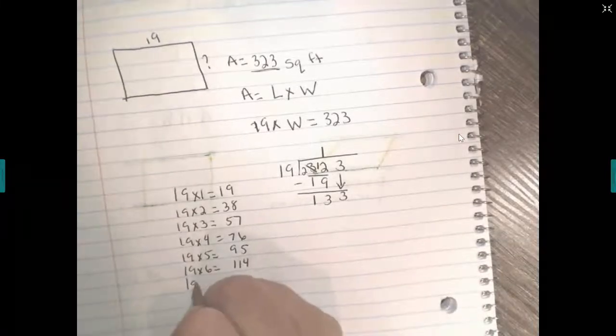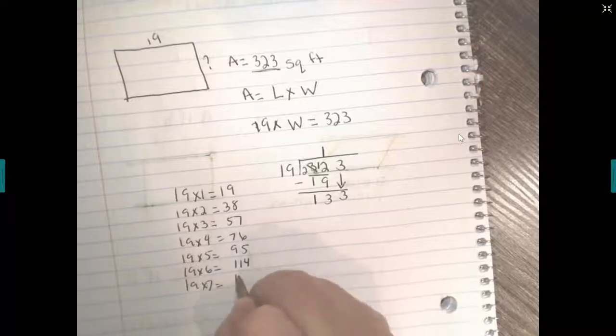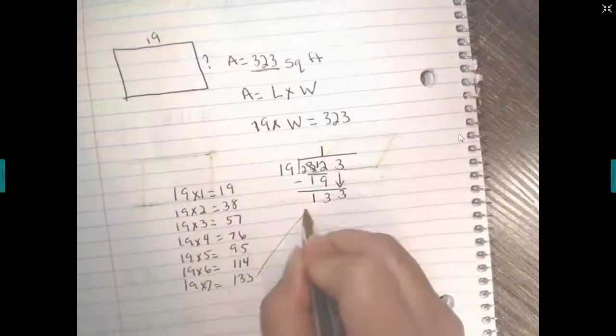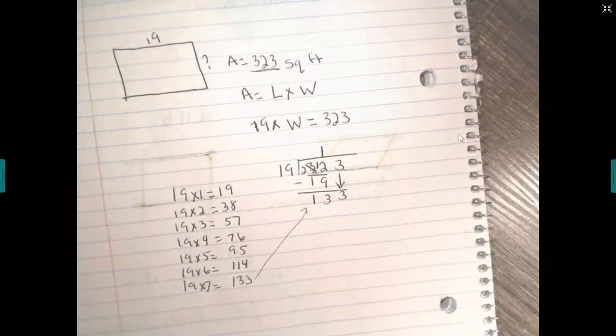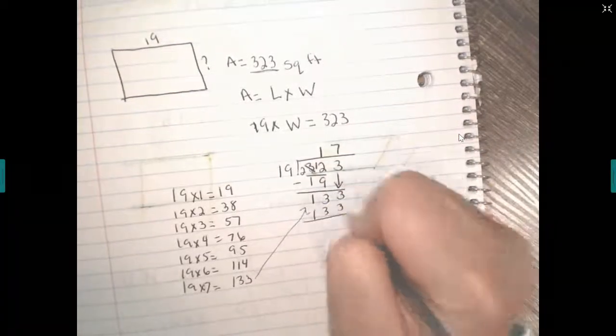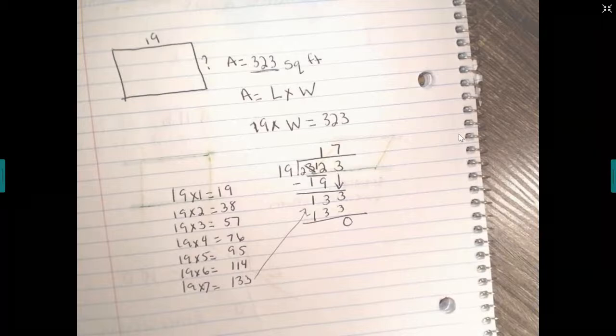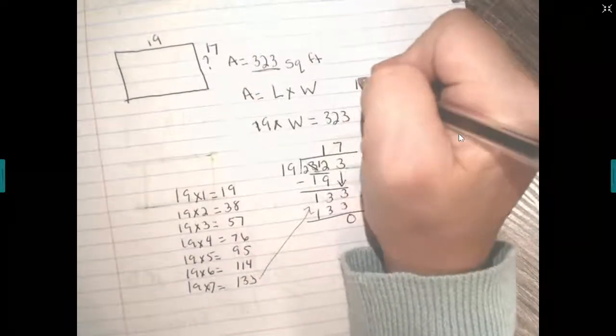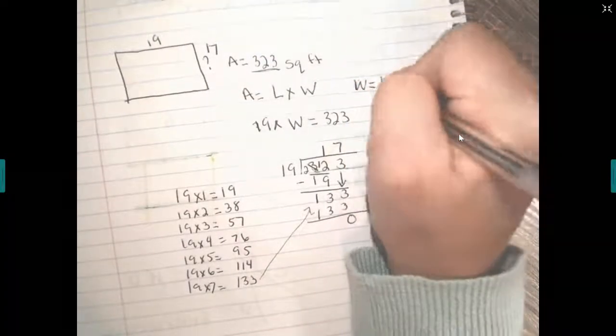Let's see if we can do one more. 19 times 7. Perfect. 19 times 7 is 133. Ding, ding, ding. That matches. So it can go in there 7 times. So 19 times 7 is 133, and I get 0. So my missing side length is 17. So 17 feet. So the W equals 17 feet.